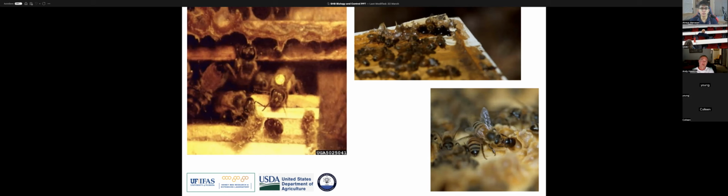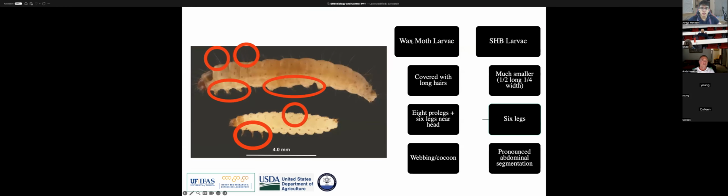Another thing, which is a recent finding, I believe in like 2019 or 2020, it may have come out of the UF lab, was a study that found that these beetles actually act as a vector for a few different diseases and viruses. I think it was 3 of them, and among them was deformed wing virus. So they are shown to be a vector for disease transmission as well.